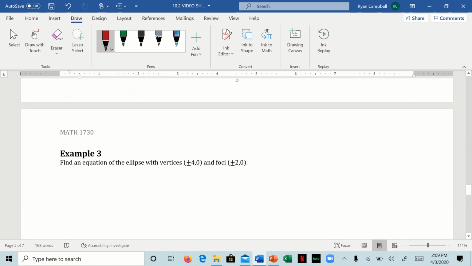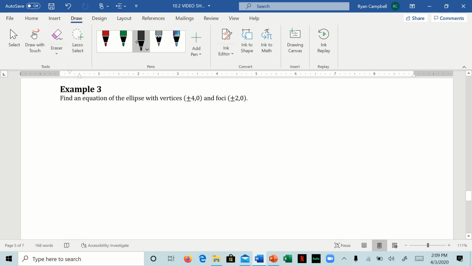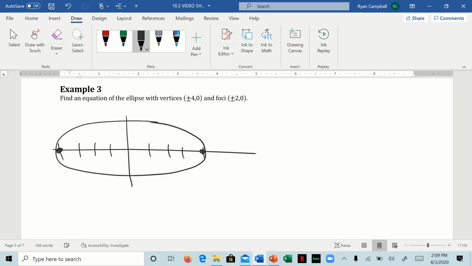All right, so let's go backwards. So now let's find the equation of the ellipse with the vertices at plus or minus 4 and the foci at plus or minus 2. So if we want to draw it out, right, we know it's going to look something like this.